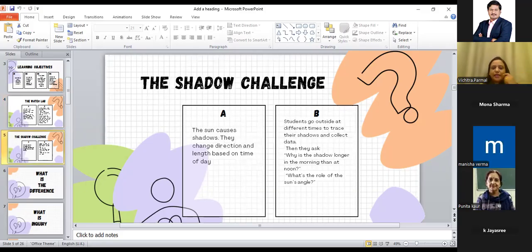Yes, the shadow challenge. Now, here are again two scenarios. Scenario A says that the sun causes shadows. They change direction and length based on time of day. The teacher is explaining. The second scenario says students go outside at different times to trace their shadows and collect some data. Then they ask, why is the shadow longer in the morning than at noon? What's the role of the sun's angle? So, which approach here do you think helps students to discover the concept instead of just receiving the concept?